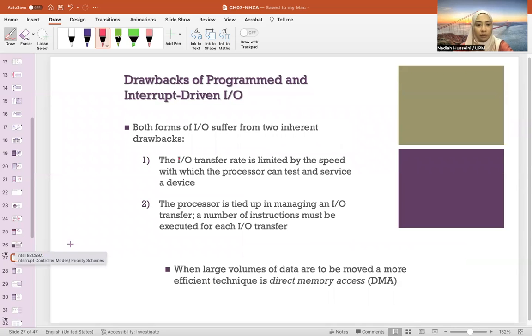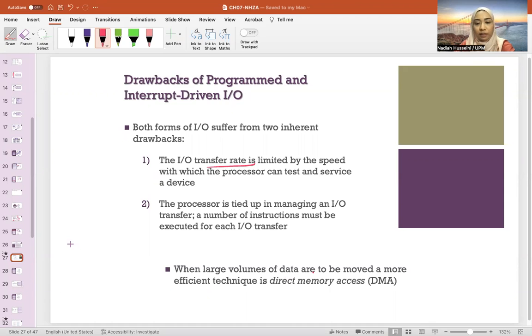Again, the first one is the transfer rate is limited by the speed at which the processor can do the testing and the servicing. Of course, if the processor is always busy, then you can't fully utilize the processor as well. By fully utilize, meaning to say speed things up. And then number two, the processor is tied up in managing the I/O transfer. It has to finish all the I/O transfer before it can even think about doing something else. Okay. So those are the two inherent drawbacks.